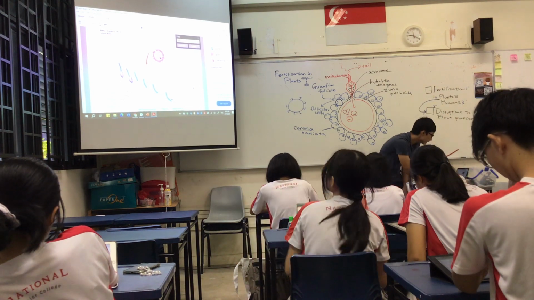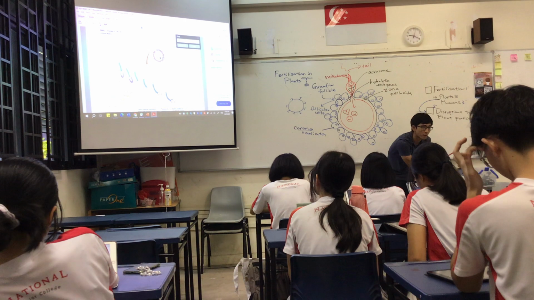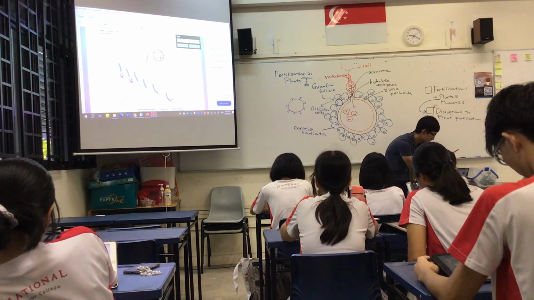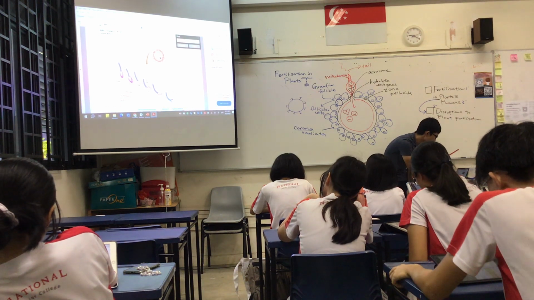In your textbook, you may see some words like oocyte. Oocyte is another name for egg. I'd like you to ignore first polar body. Okay, but oocyte is okay. That's the egg.